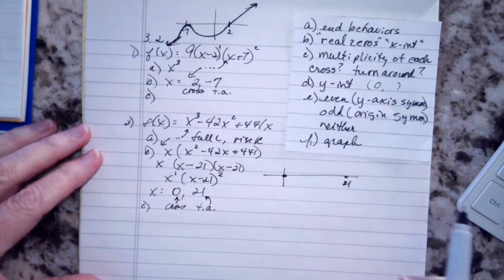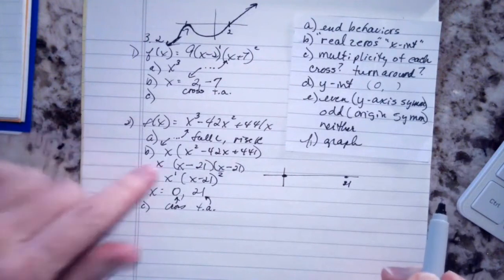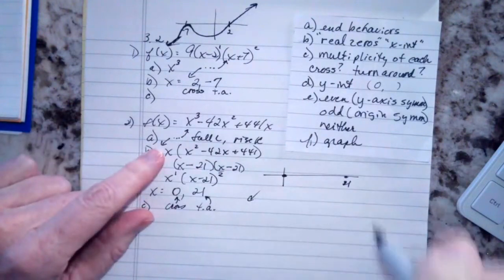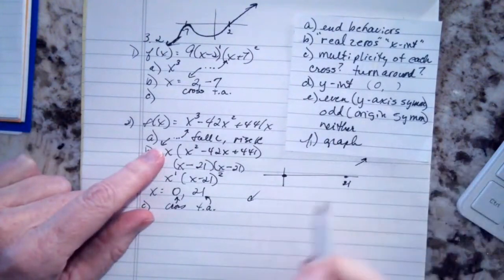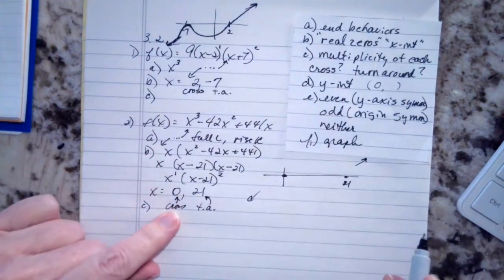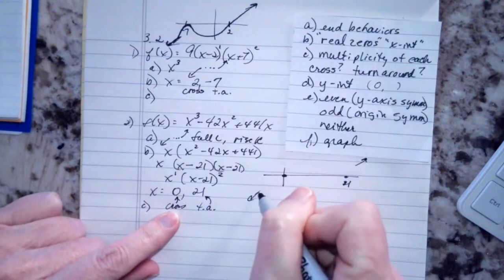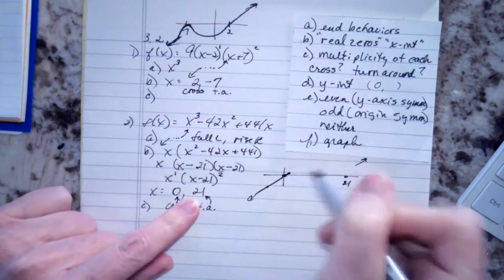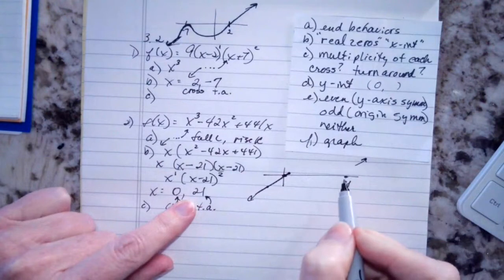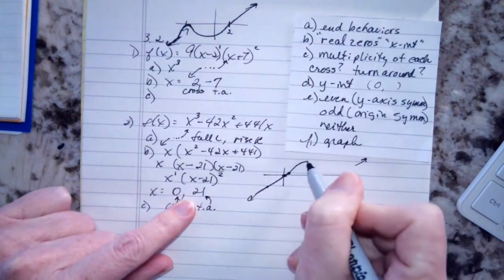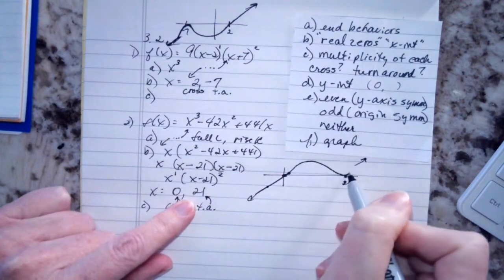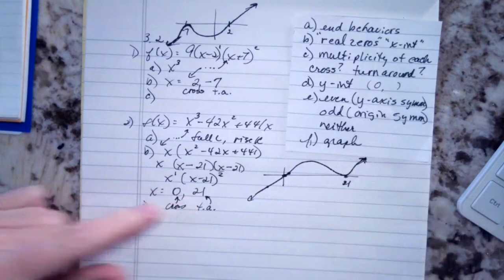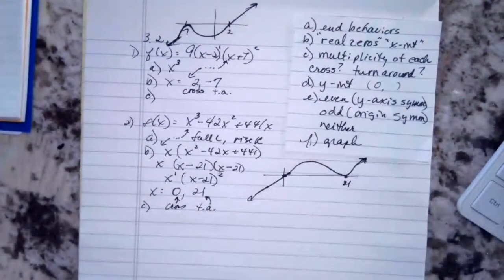Let me just sketch it so you can see what's going to happen. We know it falls to the left. We know it rises to the right. It'll do something else in there. We know it's going to cross at 0. So it's going to come through here and cross at 0. And then it's going to have to turn around at 21. So it's going to come back down and bounce off of 21. And that's what that'll look like.